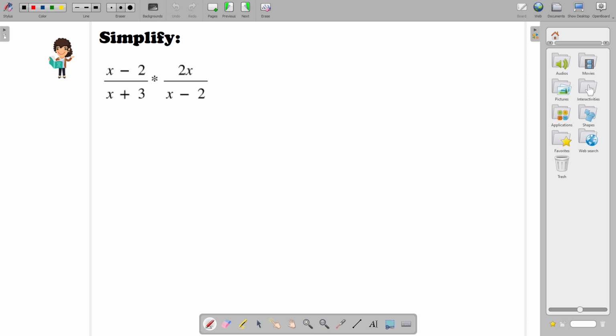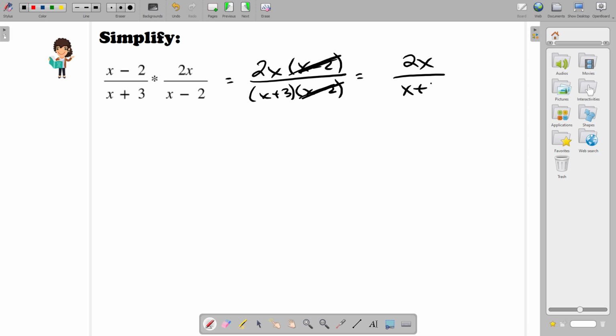Here we are multiplying these two together. So whenever you're multiplying, we can go ahead and multiply what's on the top, and we can go ahead and multiply what is on the bottom. And since we are multiplying these, this binomial divides out with the same binomial in the denominator, and so we're left with 2x over x plus 3.